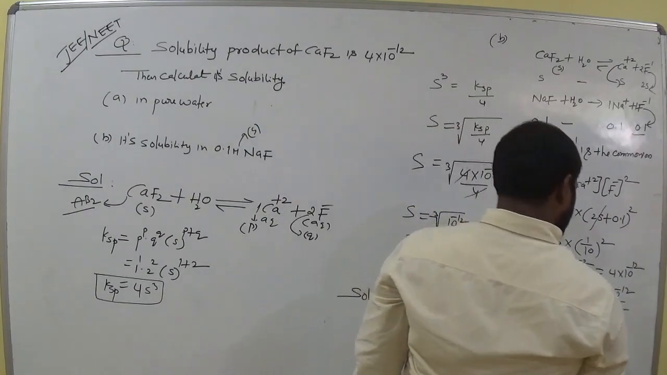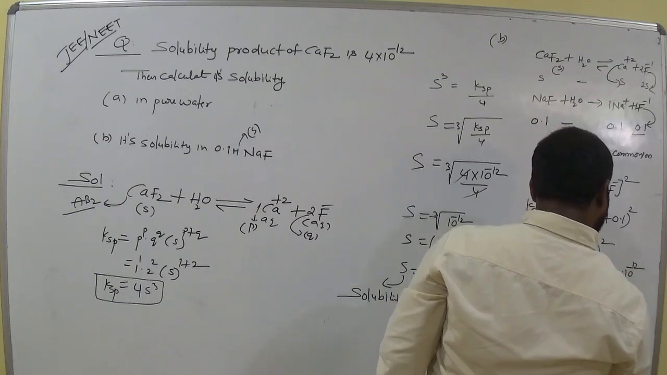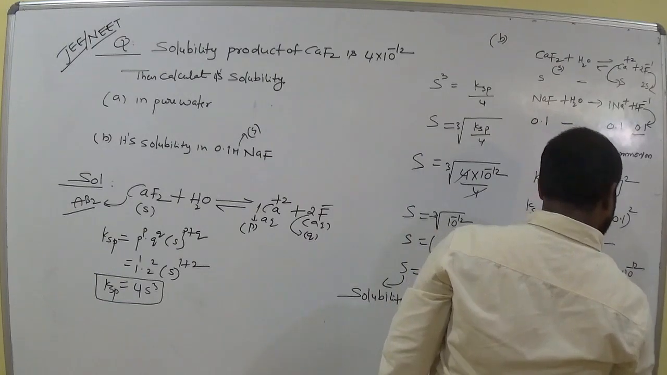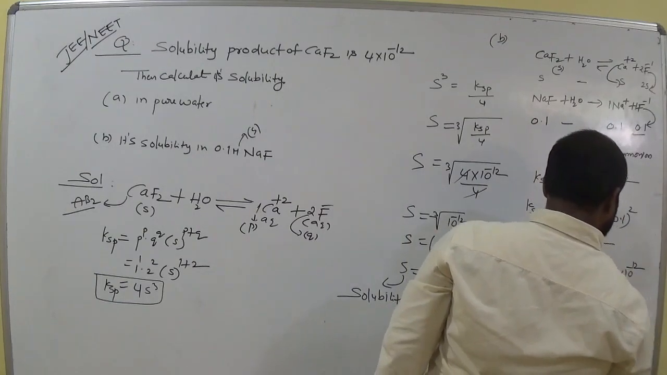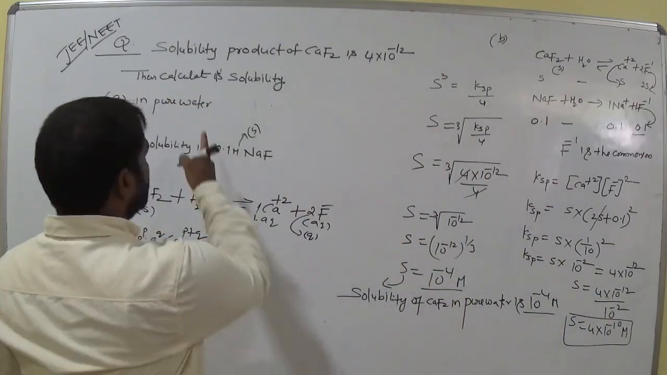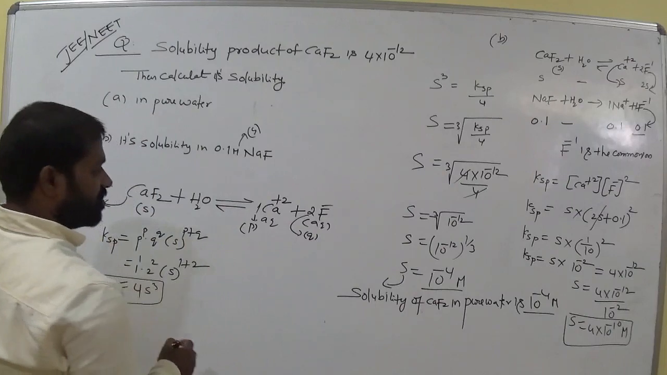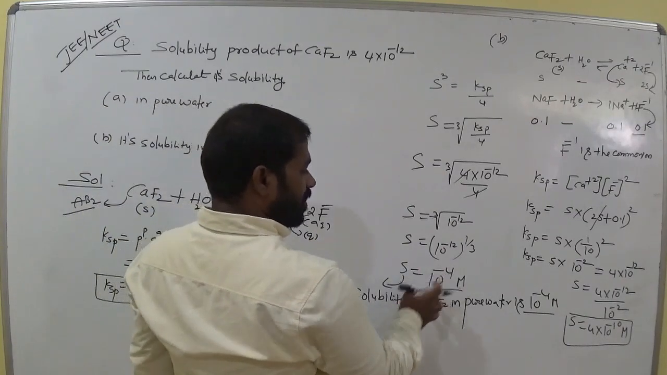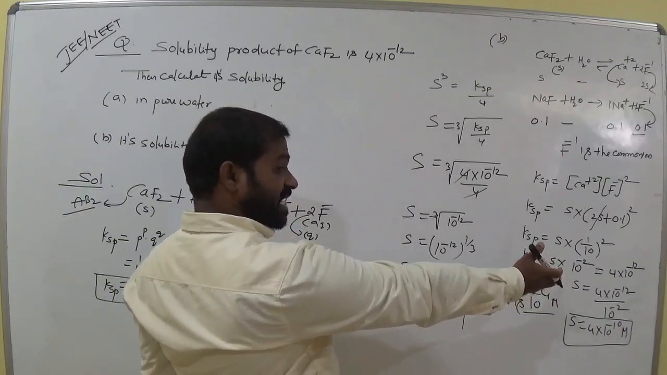10 power minus 2. From this one, S equals to how much? 4 into 10 power minus 10 molar, am I right? 10 power minus 10. Now solubility increases or decreases? So in pure water, what is the solubility? In pure water, 10 power minus 4. Here it is 10 power minus 10. Okay?